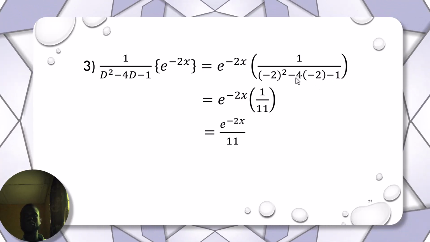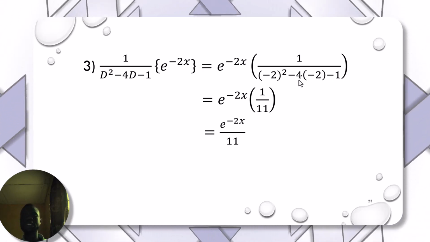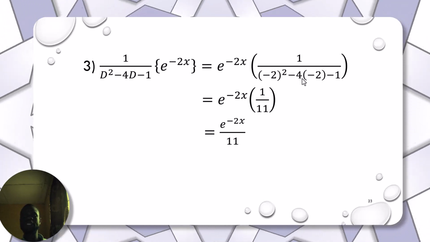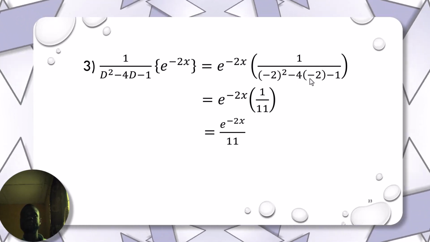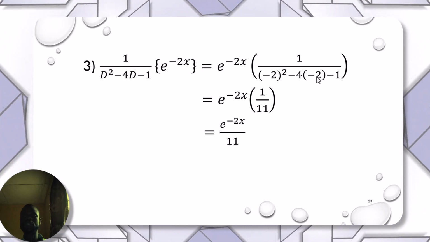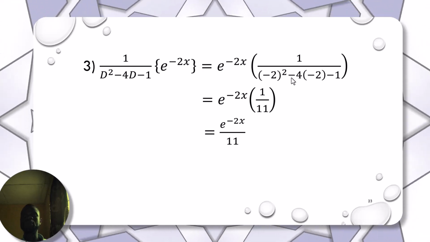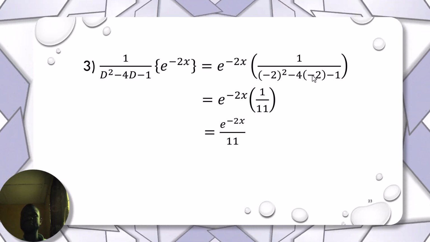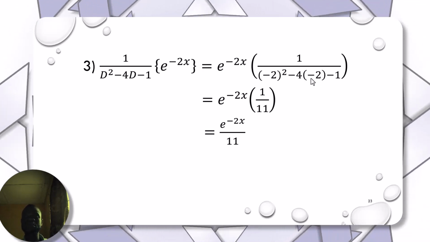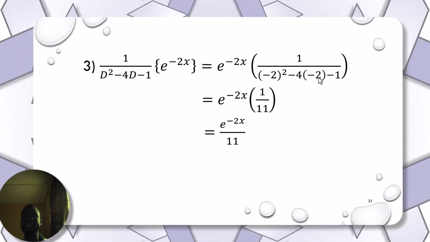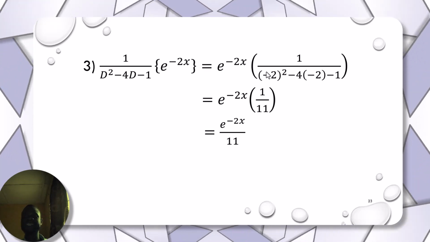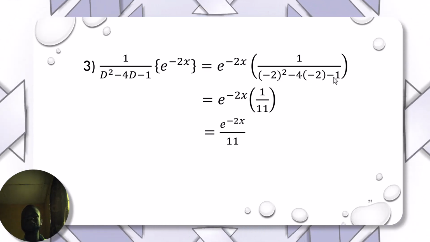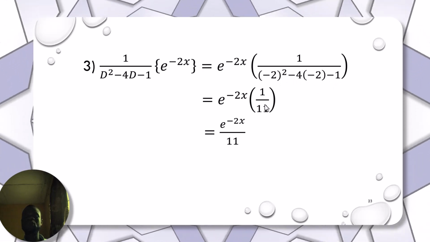Because this will give me, okay, let's say, minus 8. Yes, minus 8 here. Okay, sorry, plus 8. I have 4, and minus times minus will give me plus. So I have 4 times 2 will give me 8. Then this one will give me 4. So I have 12. 12 minus 1 will give me 11. So I have 1 all over 11.